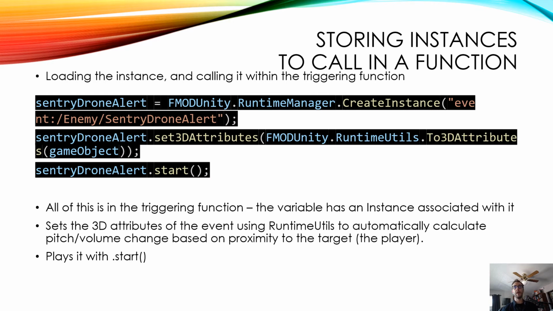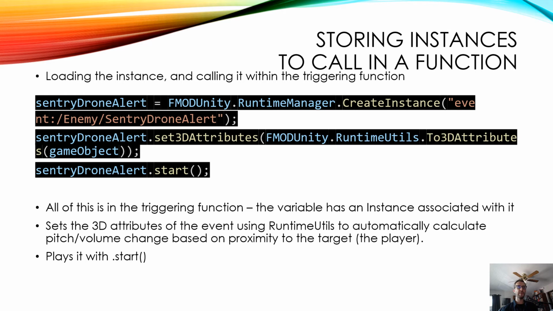FMODUnity.RuntimeManager.CreateInstance, and then we're just going to give it an event. So again, go into FMOD, right-click on the event that you want to load in there, copy path, and then paste that in. Make sure that it's inside parentheses, open quotations, then paste your event in there, close the quotations, close the parentheses, and terminate it with a semicolon. Pretty cool.